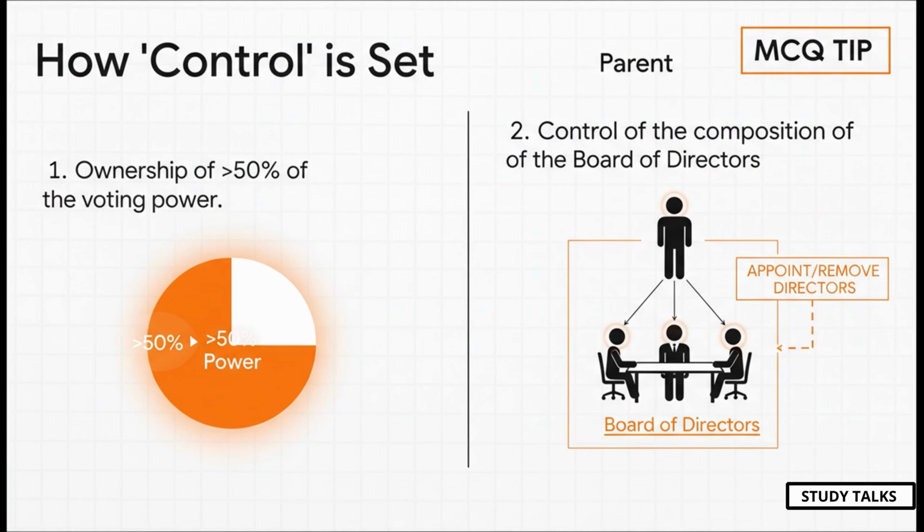Now, this slide is super important, especially for your MCQs. How do we know if control exists? Well, there are two main ways. The obvious one is owning more than 50% of the voting power. But here's the other one. Even if you own less, if you control who sits on the board of directors, that's also considered control. If you meet either one of these, you have to think about AS21.